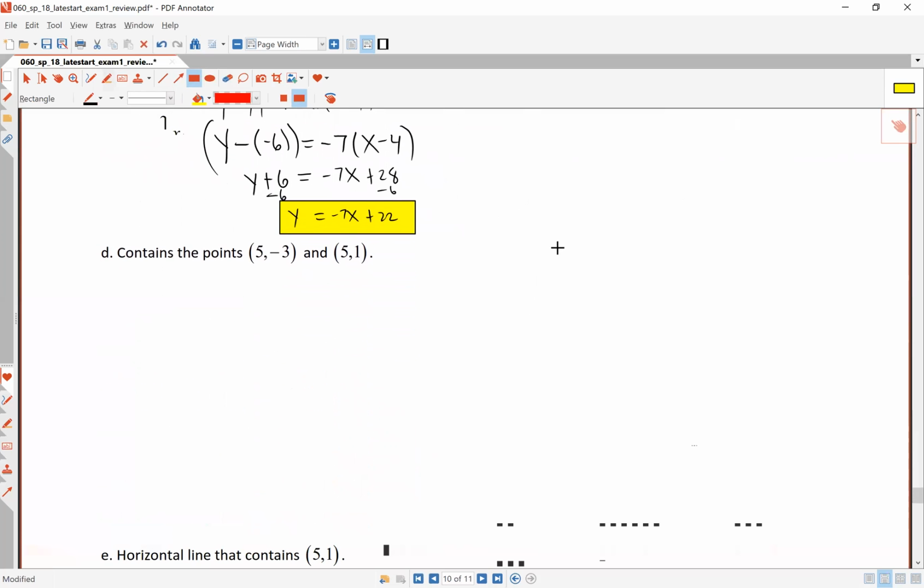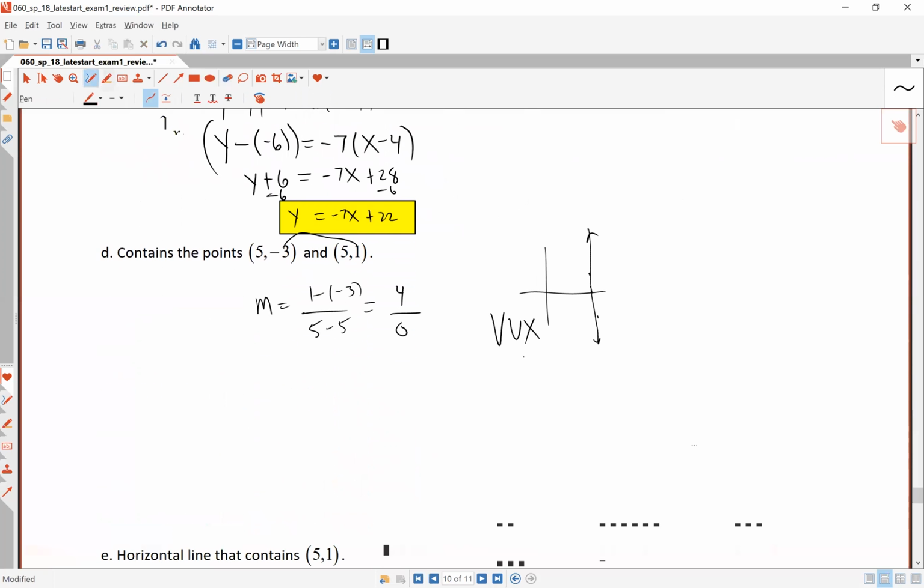Letter D's got the 2 points, so we find the slope between those 2 points, and we see that there's 1 minus negative 3 for a rise, which is 4, and 5 minus 5, there is no run. So when it's all rise, 5, negative 3, and 5, 1, when it's all rise and no run, you have a vertical line. That slope is undefined. And the equation has got to be x equals, well, they're both 5, so the equation has to be x equals 5.